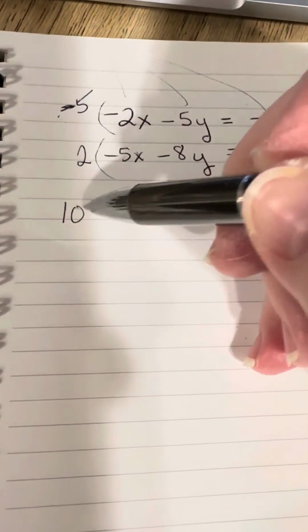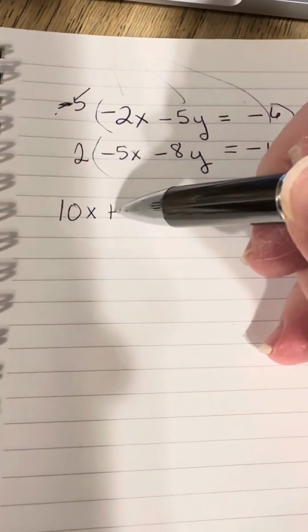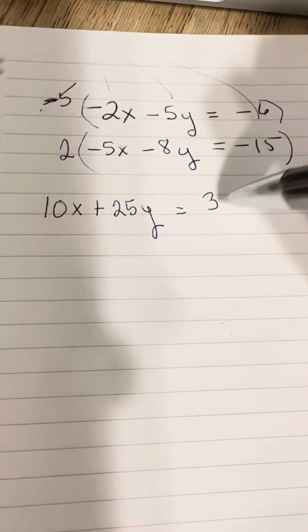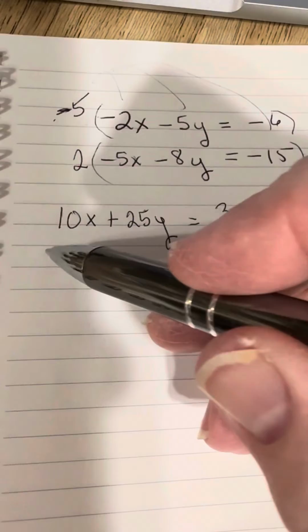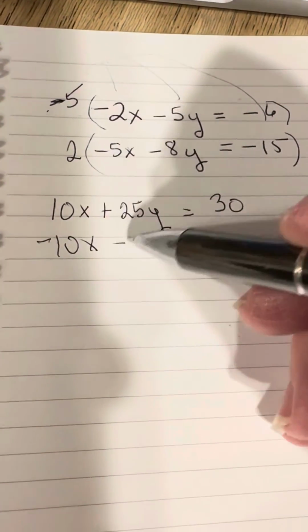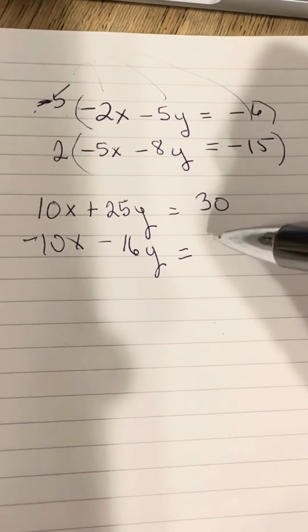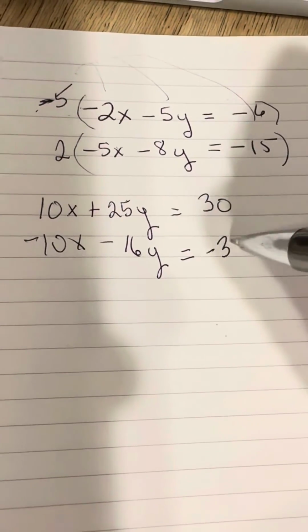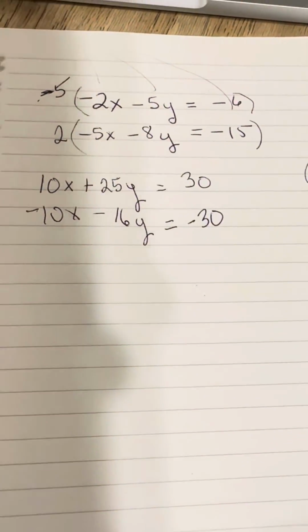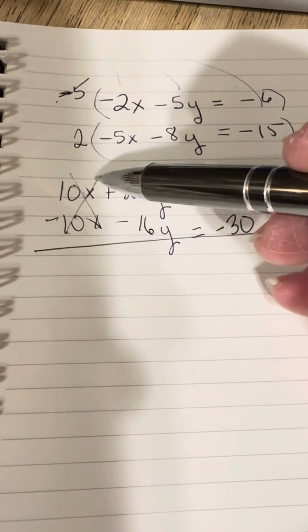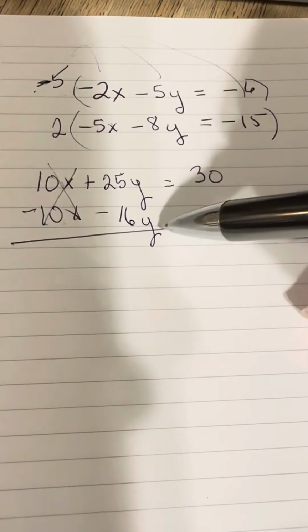So the top problem becomes 10x plus 25y equals 30. And the bottom problem is negative 10x minus 16y equals negative 30. And so now, notice since these are opposites, they cancel out. And so we're left with the y's.